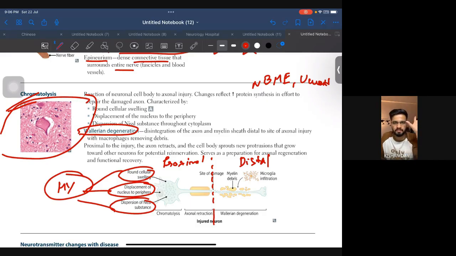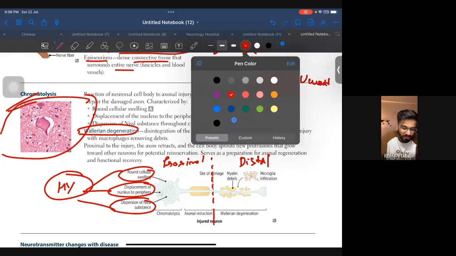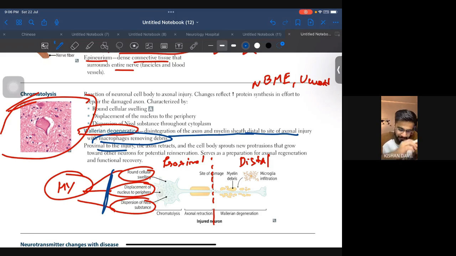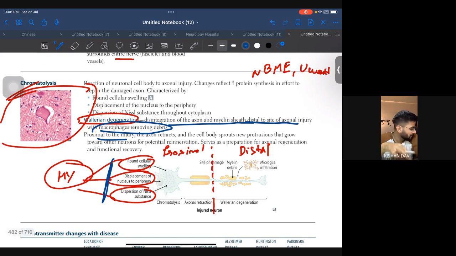Now let's see what Wallerian degeneration means. Disintegration of axon and myelin sheath distal to the site of axonal injury, with macrophages removing the debris. Simple. In the proximal you can see the three things that are found. So this is what you have to remember in chromatolysis, nothing else.